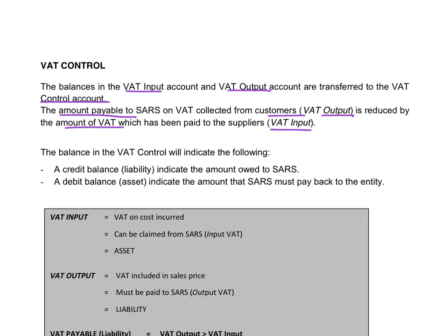The balance in the VAT control account will indicate the following. If it's a credit balance, it is a liability and it indicates the amount that's owed to SARS and that will be paid over to SARS. If we have a debit balance, then it means it is an asset, so then SARS will have to pay the money back to the entity.